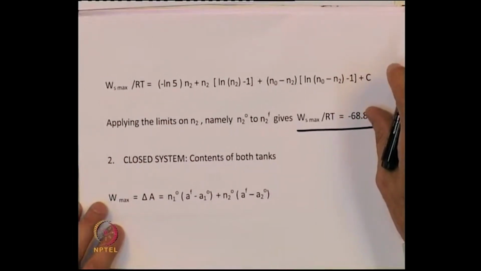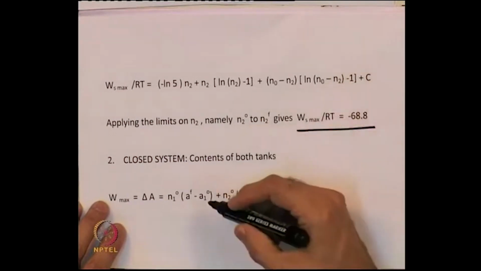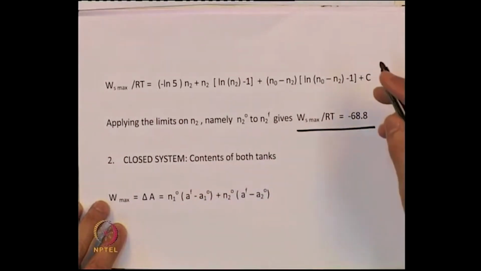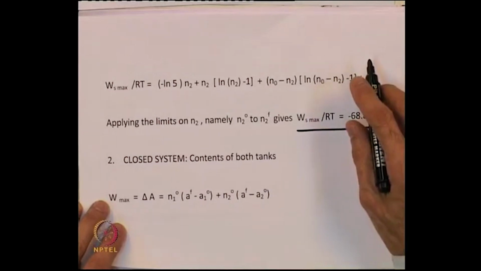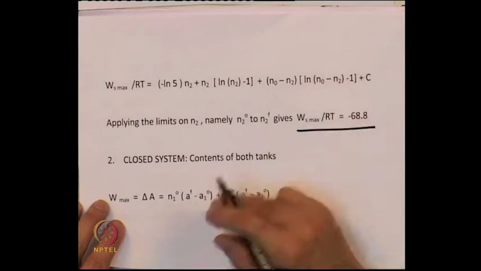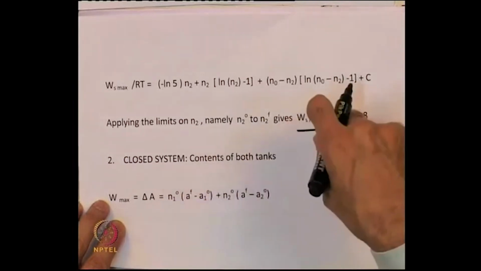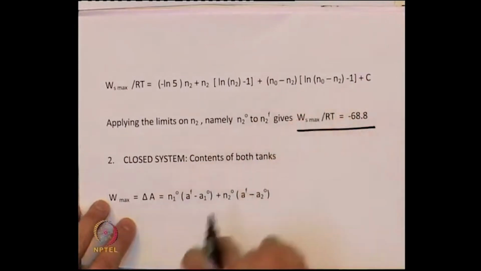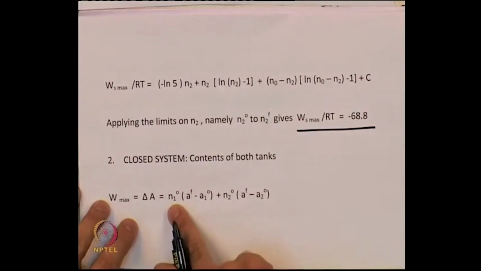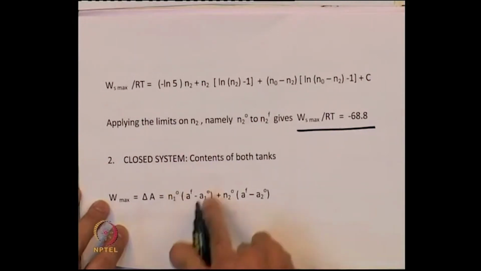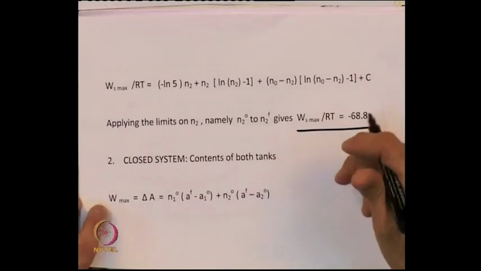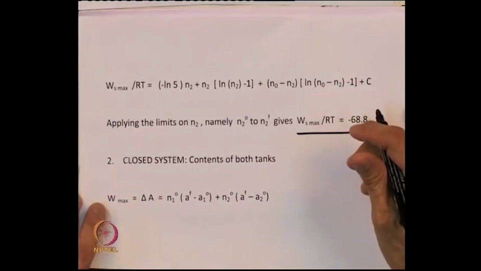This N10 moles goes from an initial state where its Helmholtz free energy is A10 to a final state where its Helmholtz free energy is AF. These are specific Helmholtz free energies, per mole, multiplied by the number of moles, whereas N20 goes from A20 to AF. For example, the N10 moles in tank 1 go from 10 bar to 1.75 bar, it is an expansion, this will do work for you. Here N20 moles are compressed from the initial condition of 0.1 bar to 1.75 bar.